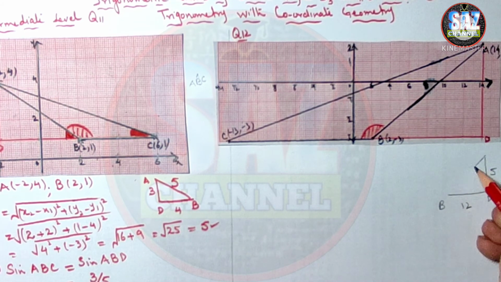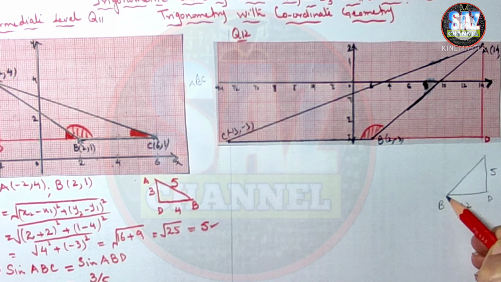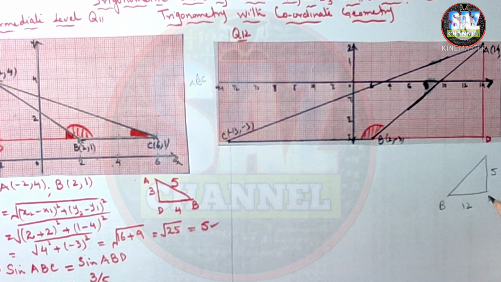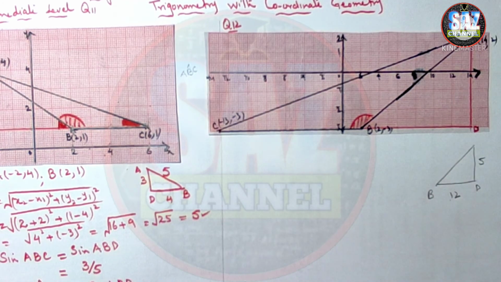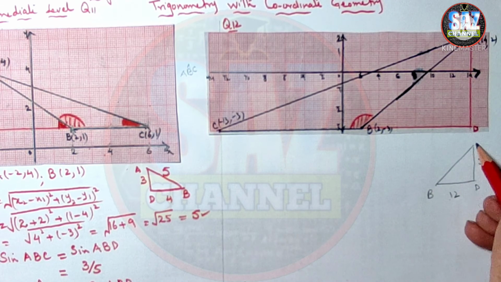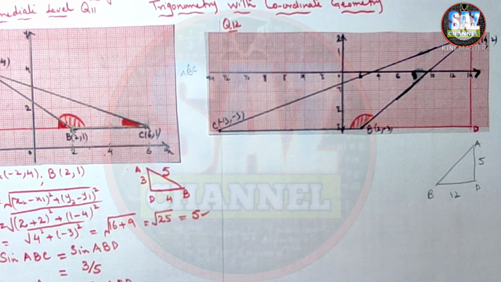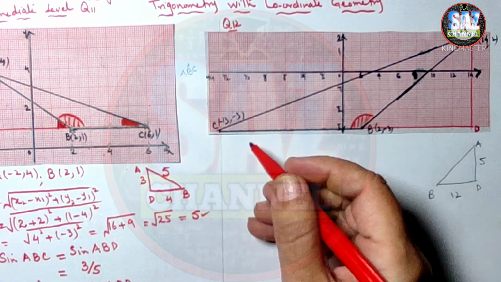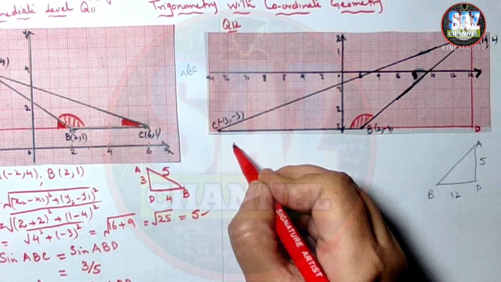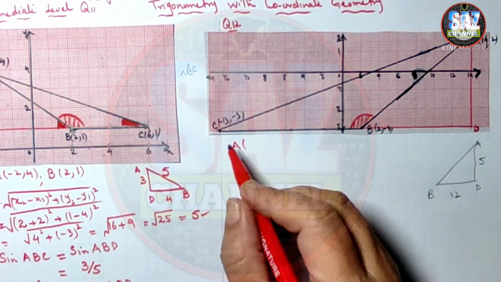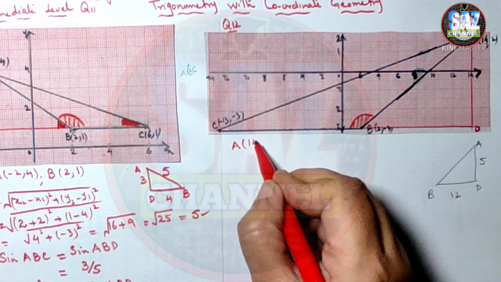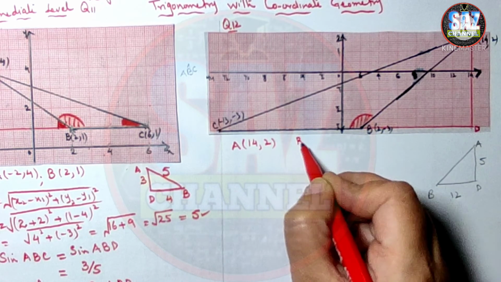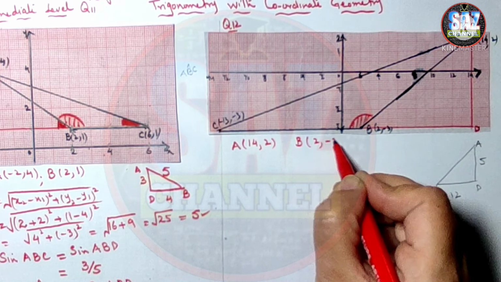And now we have to see what the hypotenuse comes out to be. Either we can apply the Pythagoras theorem here, or we can make use of the coordinate geometry distance formula. Again, I will prefer the coordinate geometry distance formula so that my students can recall the concepts. The coordinates of A are (14, 2), and the coordinates of B are (2, -3).